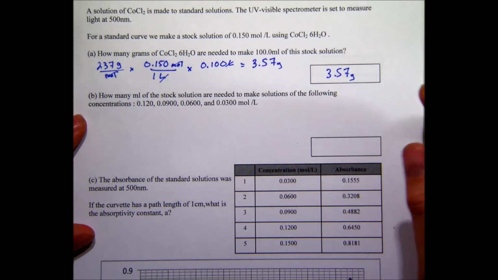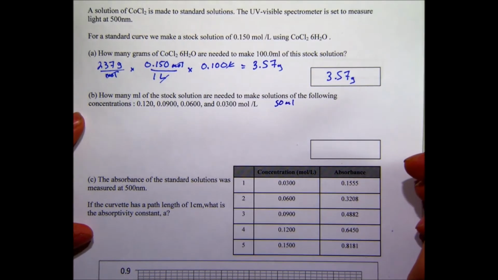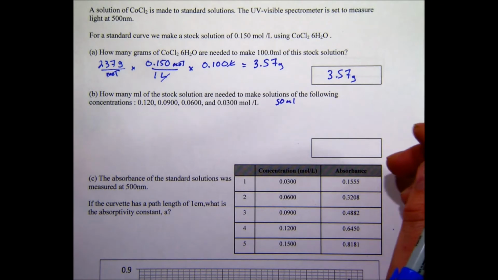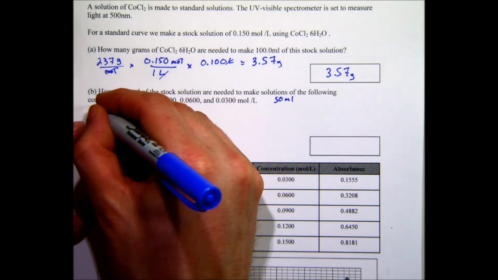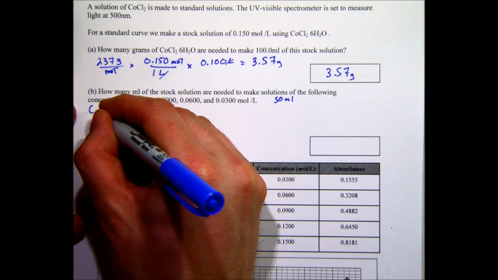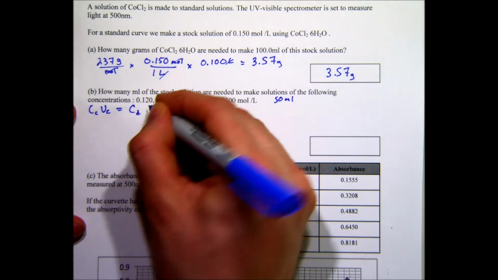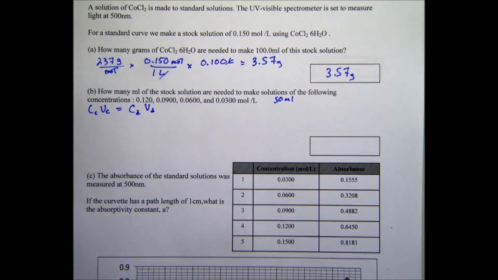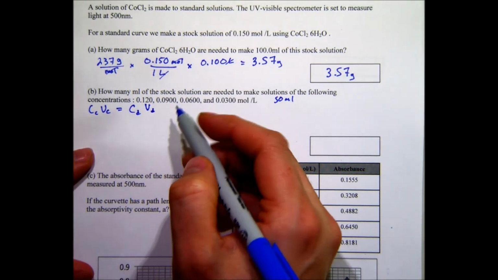So you make up the stock solution, and we're going to be making up 50 milliliter samples of each of these. We could do 25, but most labs would not have a 25 milliliter volumetric flask, at least ours doesn't. And we're going to use the concept that the concentration of the concentrated times the volume of the concentrated solution is equal to the concentration of the dilute solution times the volume of the dilute. So this is just your dilution factor. C1 V1 equals C2 V2, you might have heard it as.